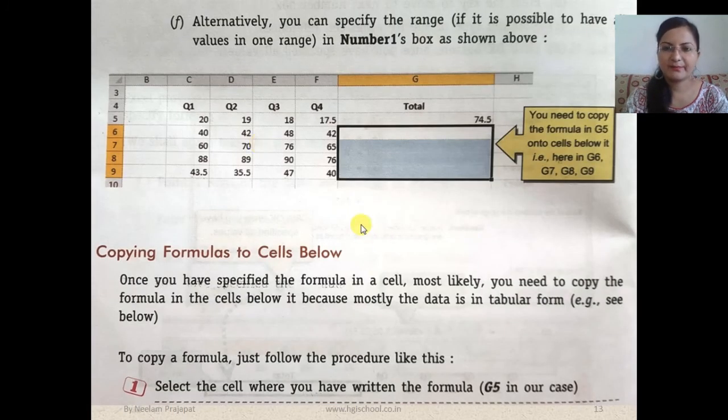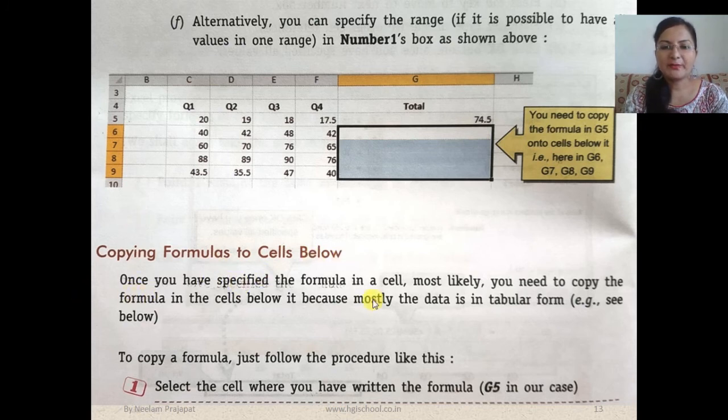So now here the calculation is done. Now what we have to do, we have to add all these values, and then we want the answer here one by one. So we don't have to write again and again. What you do, simply copy the formula. We know how to copy the values, but here we will learn to copy the formulae. So let's see how to do copying formulas to cells below.